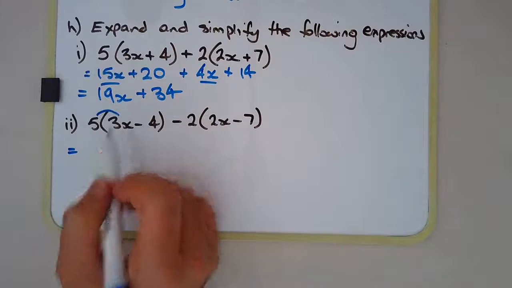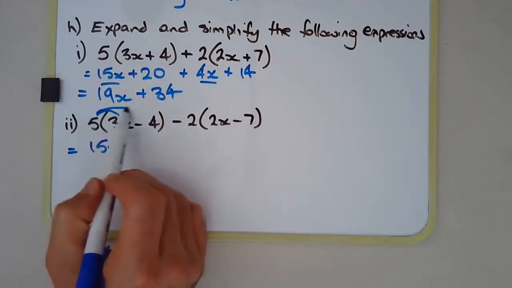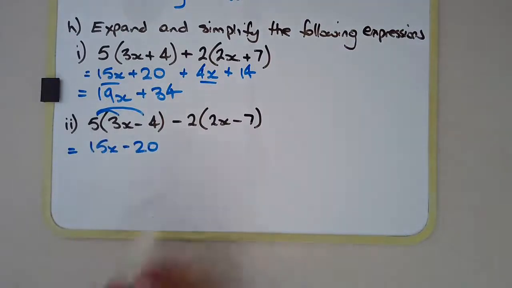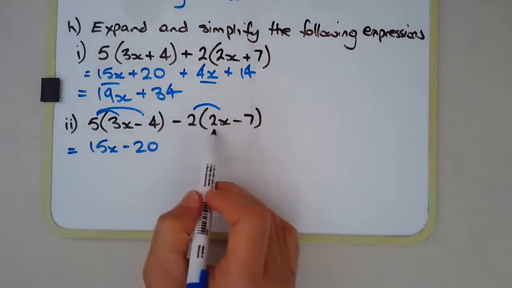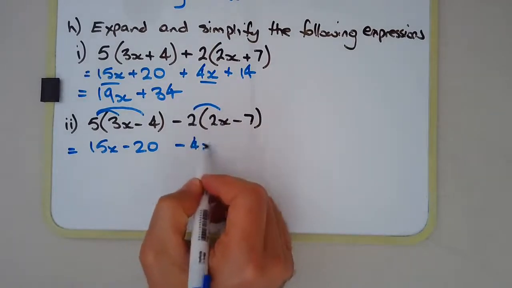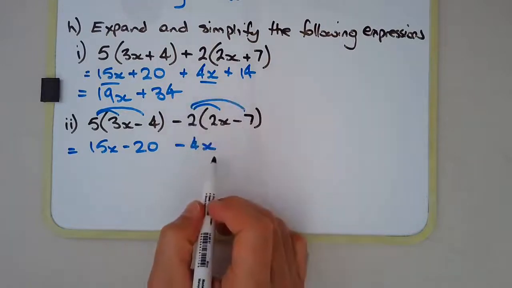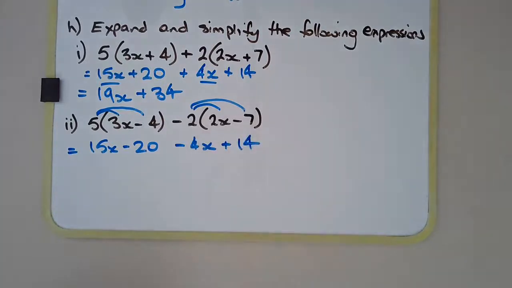5 times 3x is equal to 15x. 5 times negative 4 is negative 20. Negative 2 times 2x is negative 4x. Negative 2 times negative 7. A negative times a negative gives you a positive.